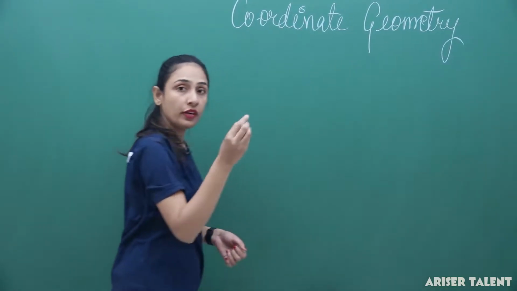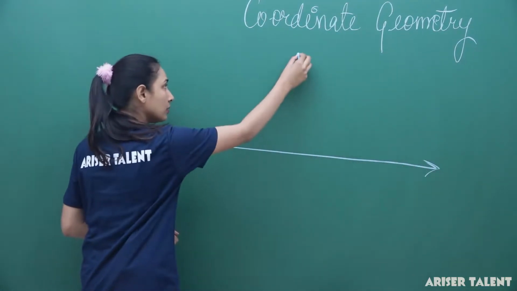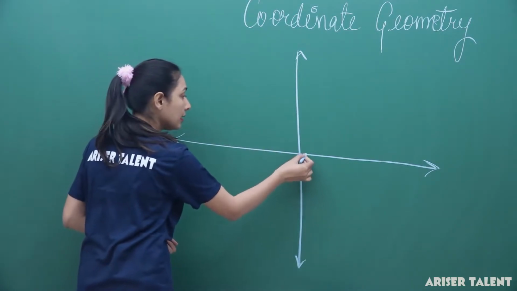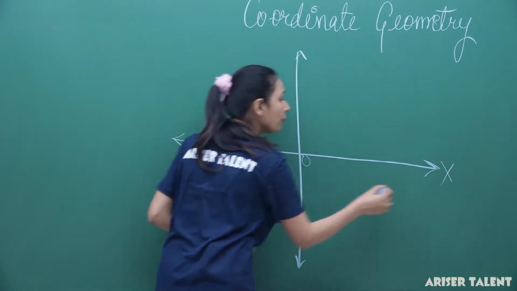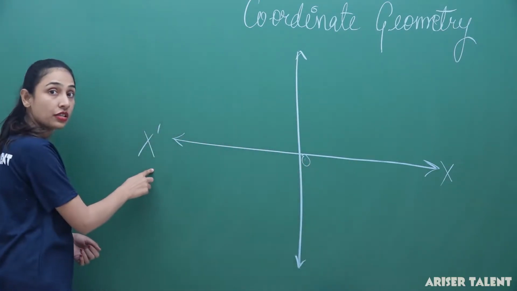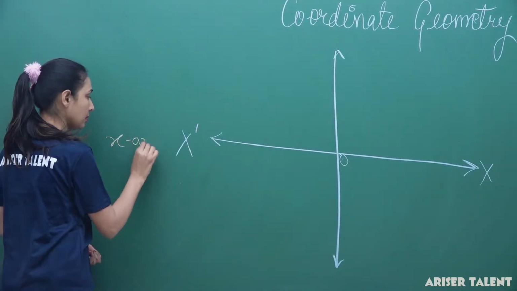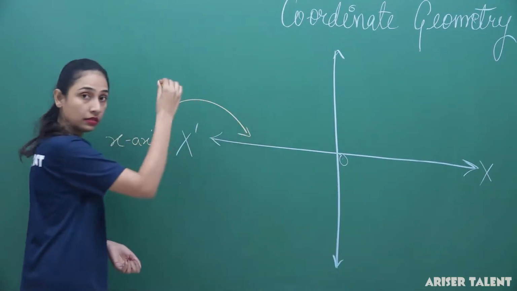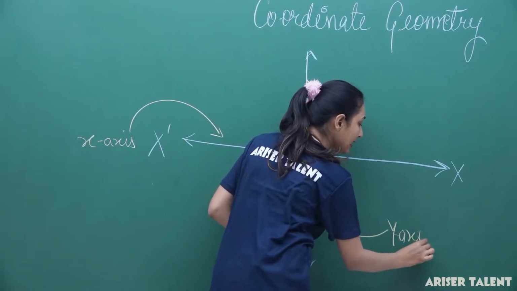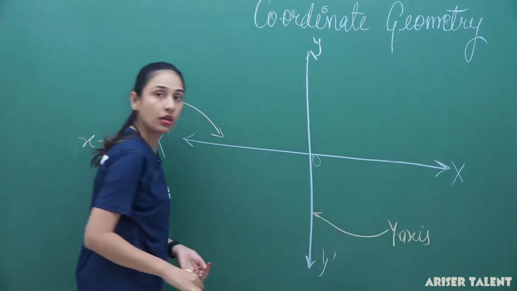Okay, so we first studied about the axis. This was our x-axis and this was our y-axis. Here O, here we were having this x dash axis. Okay, x O x dash. This was the x-axis. Now, if we talk about this one, this was our y-axis and we named it like y O y dash.